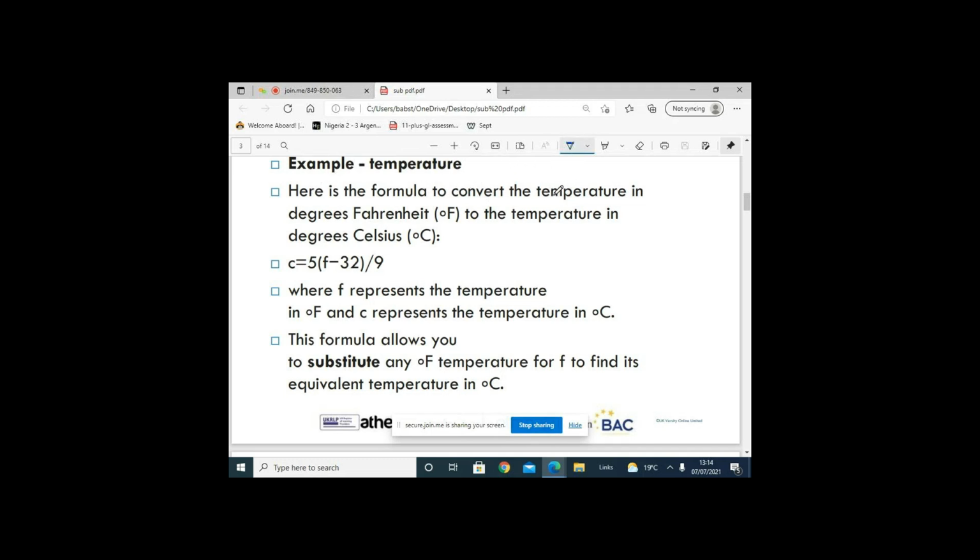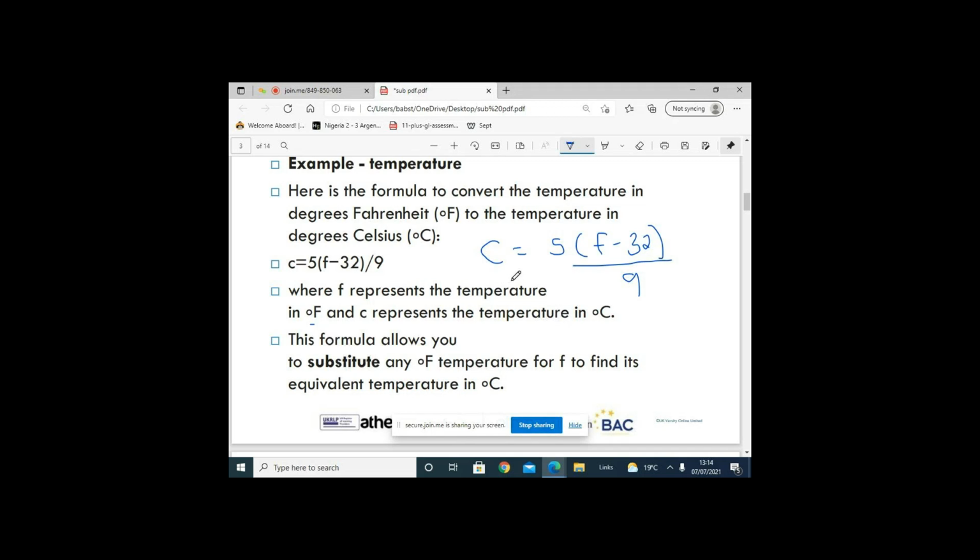So here's the formula to convert temperature in degrees Fahrenheit to temperature in degrees Celsius. C equals 5 times (F minus 32), then you divide everything by 9. That's the formula. F represents temperature in Fahrenheit, and C is the temperature in degrees Celsius.